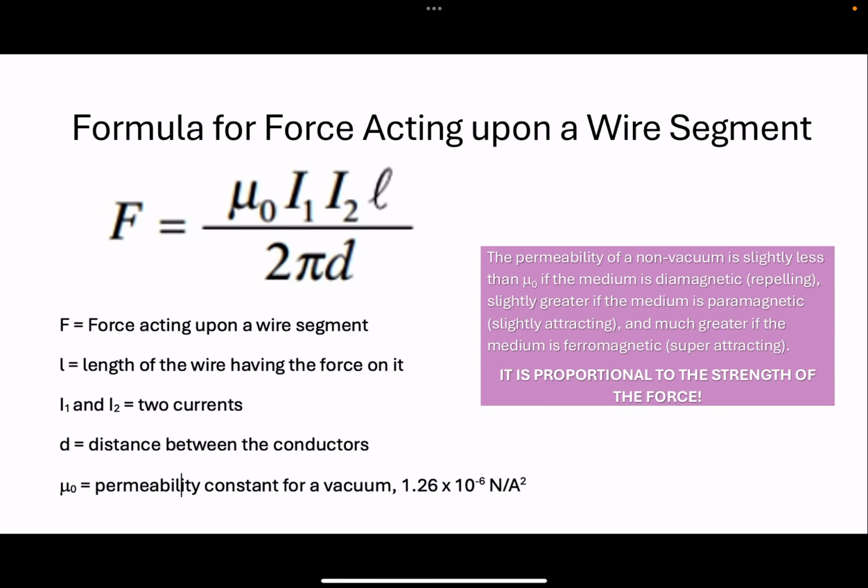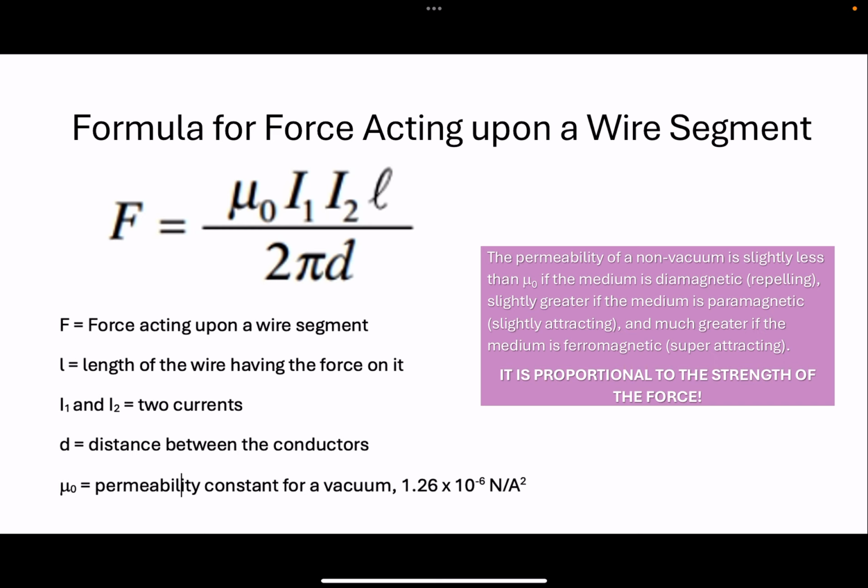So it's possible to talk about what's going on here in math. So please write down this formula in the box. Let's analyze what this is. The force acting upon a wire segment is found by this. We have our permeability constant for a vacuum, and we have the number there, 1.26 times 10 to the negative 6, and that's going to be our constant of permeability.